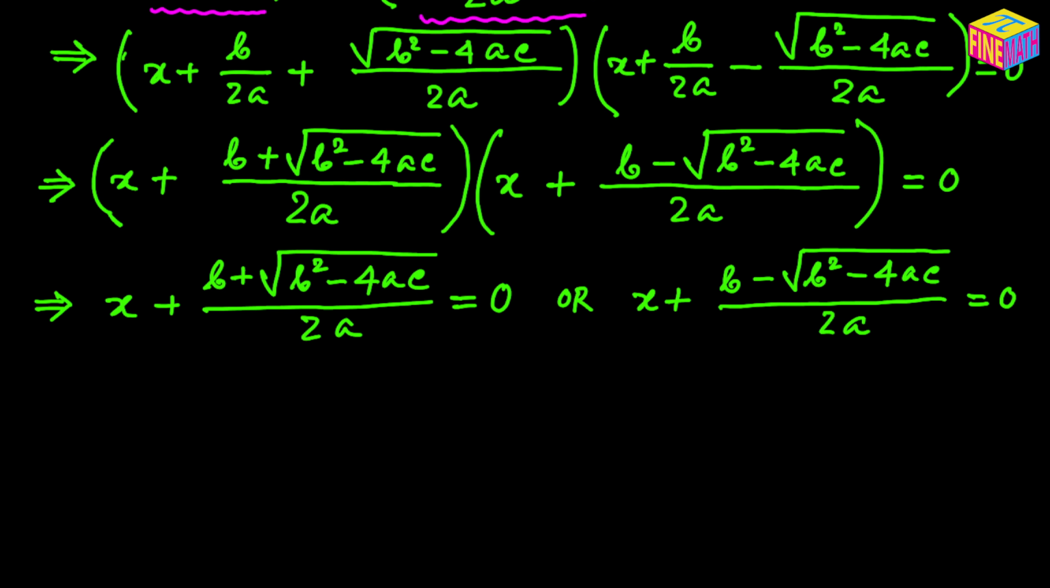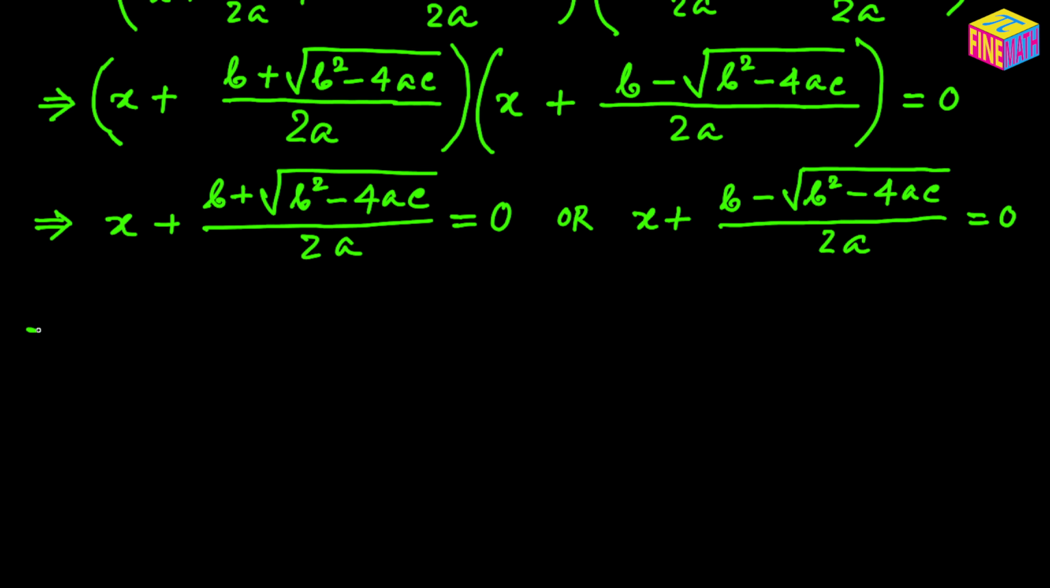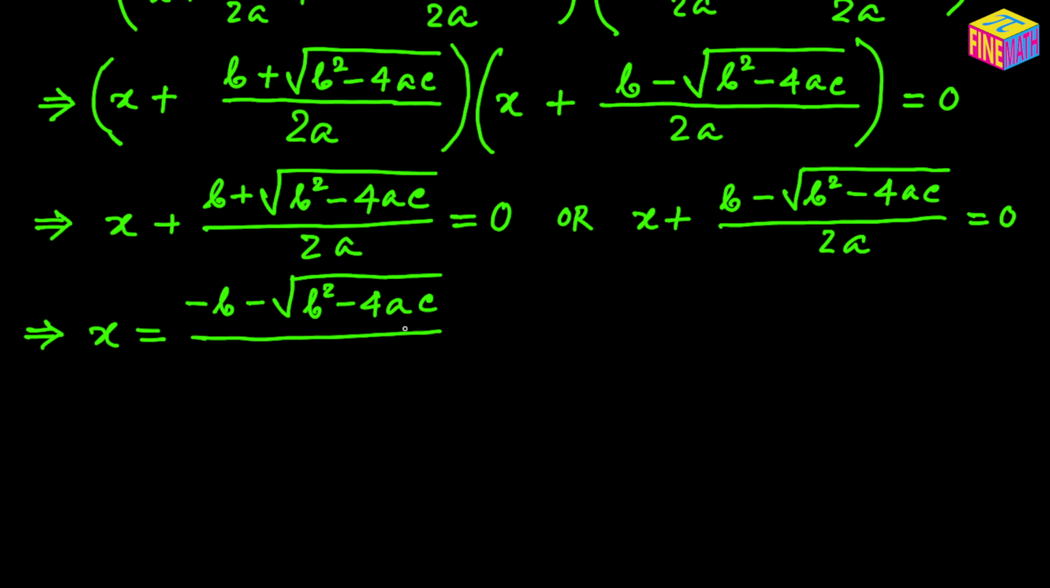So from here we can say that x is equal to, now let's look at this first little equation. Now we are looking at two little equations here, right? So from the first one we can say, okay, x is equal to, now the b will become negative and the square root term will also become negative. All of them will become negative. So it will be negative b and then negative square root of b square minus 4ac whole divided by 2a.